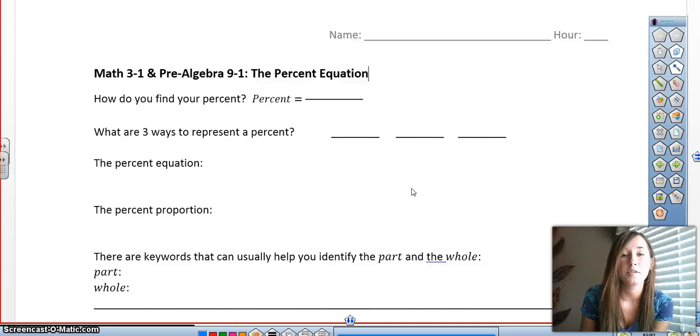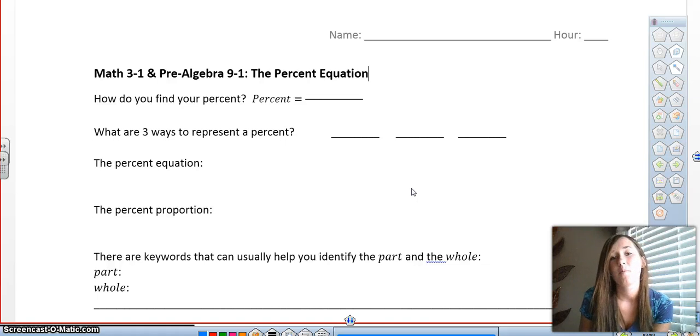Hi, and welcome to our first lesson about percents. This lesson is titled the percent equation. Now, before we dig into the lesson, let's talk a little bit about percents. Like, what is a percent? How do you find it?